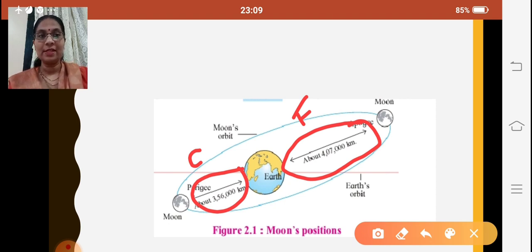So when the moon is far from the earth, it is called the apogee position, and this is the apogee position and this is the perigee position, which is closer to the earth. Okay, so this is the apogee. The apogee position is when the moon is farther away from the earth, and perigee is when the moon is closer to the earth. Fine. So this is the apogee and the perigee, that is the moon's position.